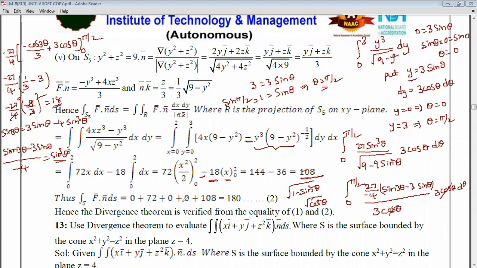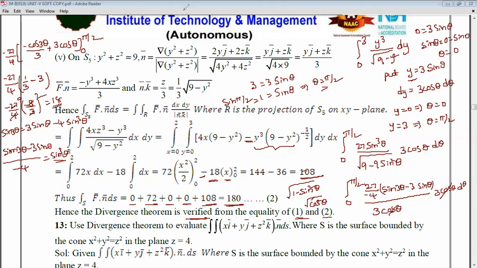Now we require the entire cylinder, right? So by adding all those things, S1 we got 0, S2 is 72, S3 is 0, S4 is 0, and S5 is 108. By adding those, we got 180, and the first one also we got 180. So both are equal. Simply we write: hence the divergence theorem is verified from the equality of 1 and 2.